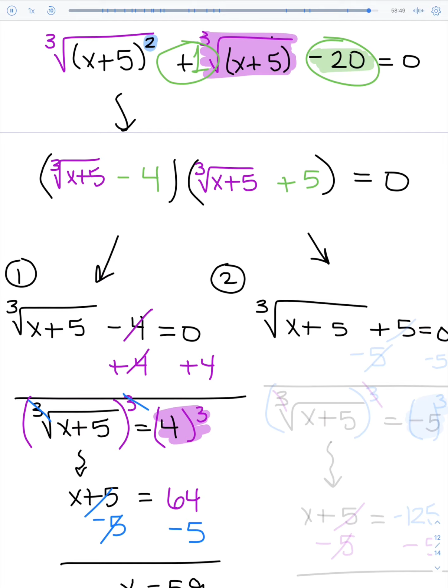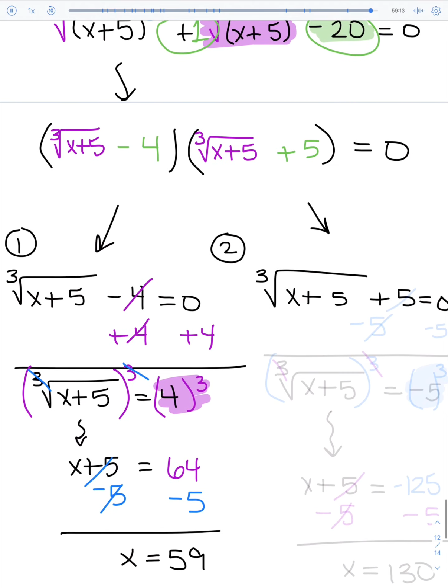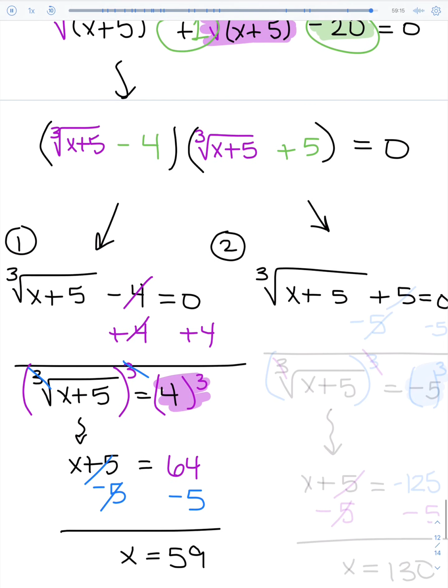Notice I'm not checking my answers here, and the reason why is because I was not doing an even exponent to both sides. I was not squaring both sides. I was doing an odd exponent. I was cubing both sides. So I wasn't really worried about false solutions. So one of my answers right off the bat that I do not need to worry about checking, but you can, is x equals 59.